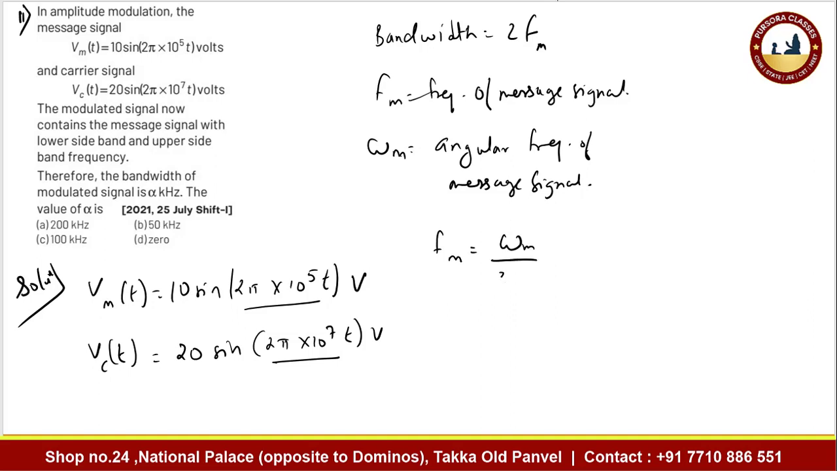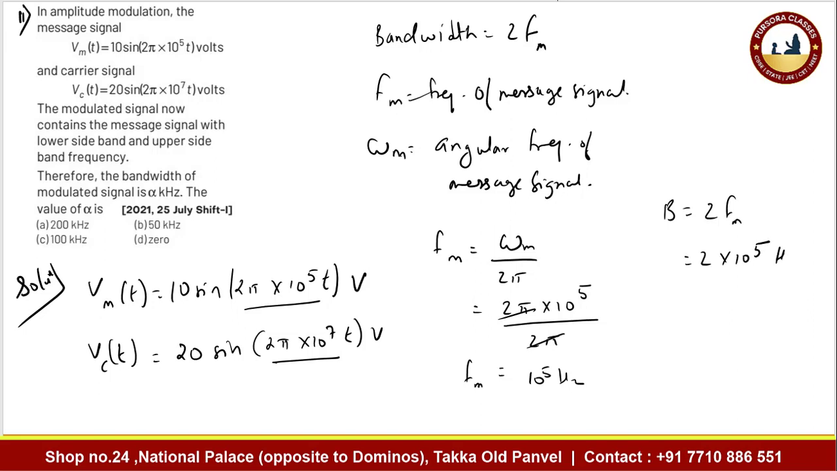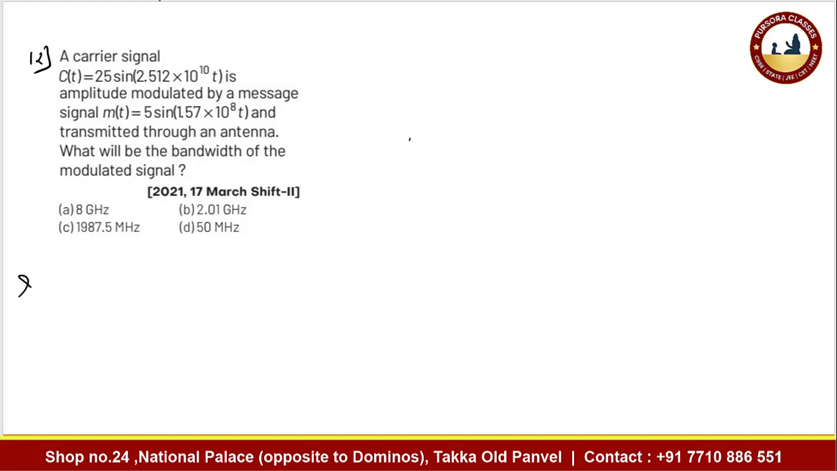So that will be omega m upon 2 pi. So omega m is how much? 2 pi into 10 raised to 5 upon 2 pi. 2 pi gets cancelled. The frequency of the message signal is 10 raised to 5 hertz. So bandwidth will be twice the frequency of the message signal. So 2 into 10 raised to 5 hertz, or we can write it as 200 kilohertz. So I hope you have understood, students. Okay, students, so we'll move ahead with the next question.